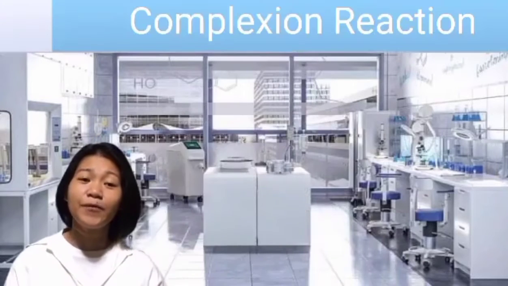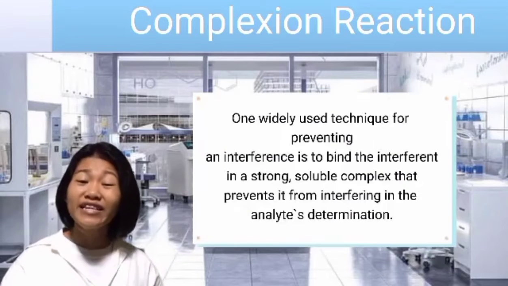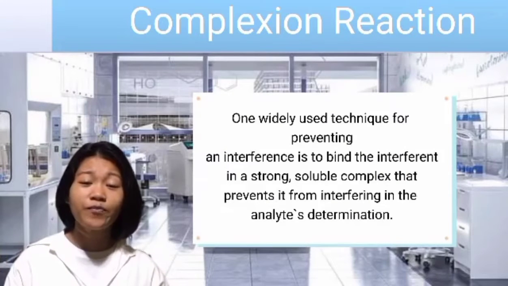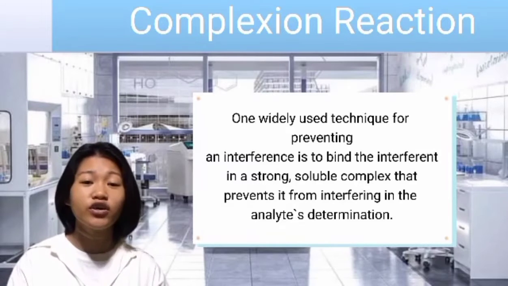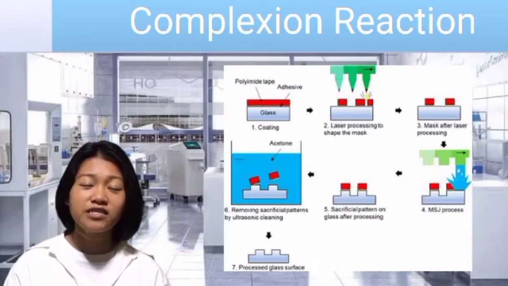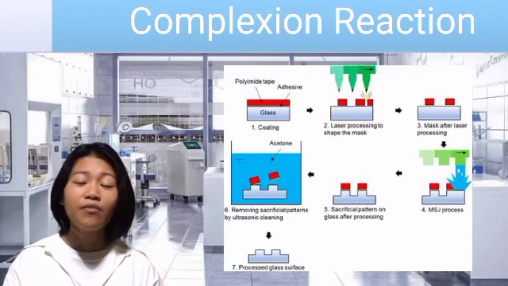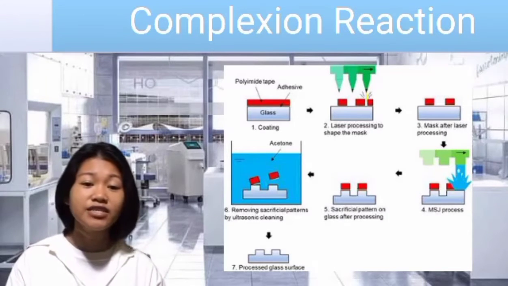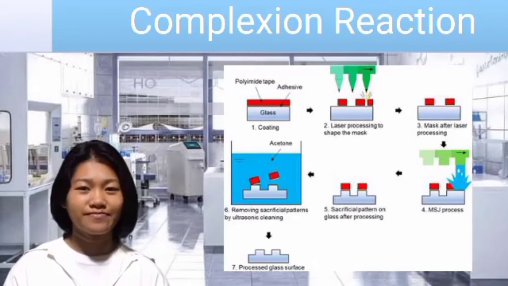Next is the separation based on complexation reaction or masking. One widely used technique for preventing an interference is to bind the interferent in a strong soluble complex that prevents it from interfering in the analyte's determination. This process is known as masking. A wide variety of ions and molecules are useful masking agents, and selectivity is usually not a problem.